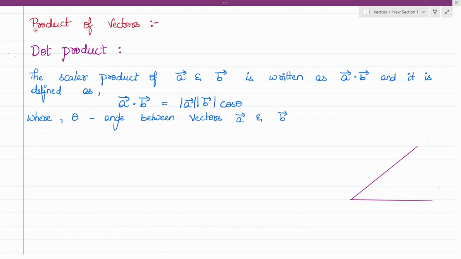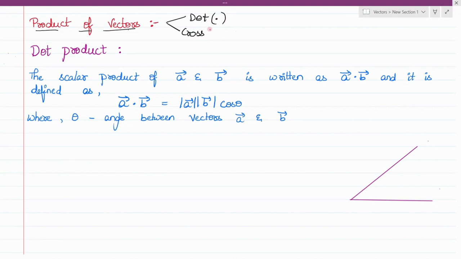So now we're going to see how to take the product of vectors, how to multiply the vectors. So we're going to discuss the product of vectors in this lecture. In the product of vectors we have two types. One is the dot product, one is the cross product, in which dot and cross are the operators.